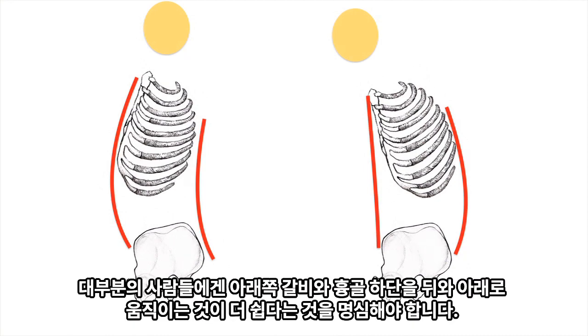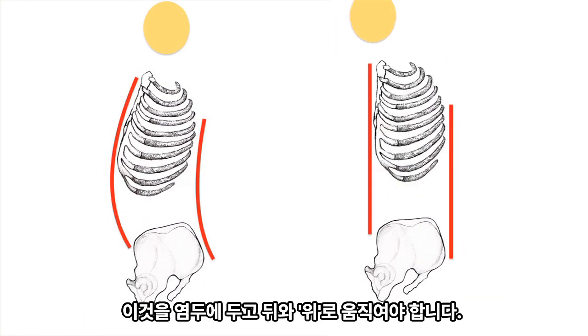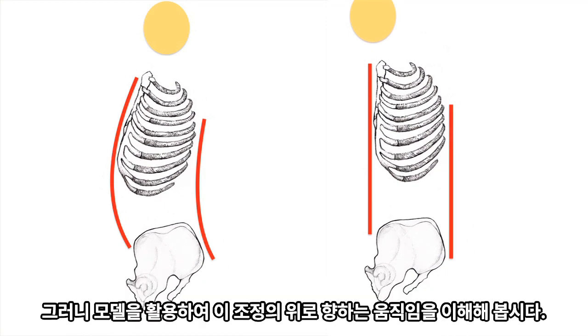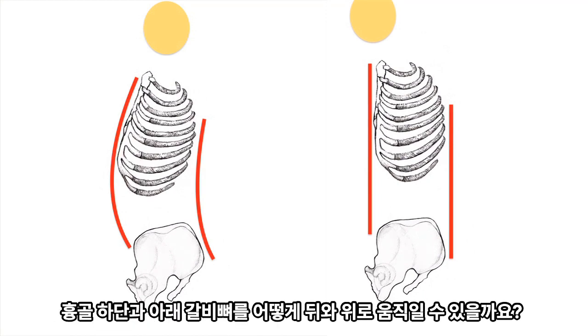We must bear this in mind, as it will be easier for most people to move their lower ribs and lower sternum back and down than it will be to move them back and up, because moving them back and up will stretch the back and the front of the body in a way that is unfamiliar. So let's use our model to understand the up part of this adjustment. How do we move the lower sternum and lower ribs back and up?